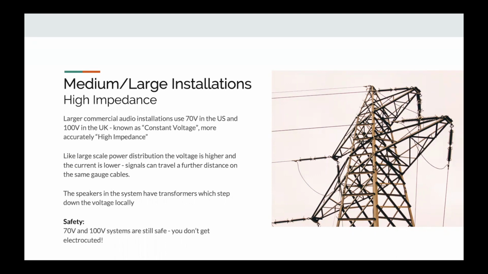Common question is, why does America have a different voltage system to the UK for high impedance application? Very simply because in America, the standard mains voltage is 110 volts, and it would be too easy to get 110 volts confused with 100. And believe me, you don't want to be in front of a speaker when you connect it to the mains, and don't try that at home, please. That's why they use 70 volts.